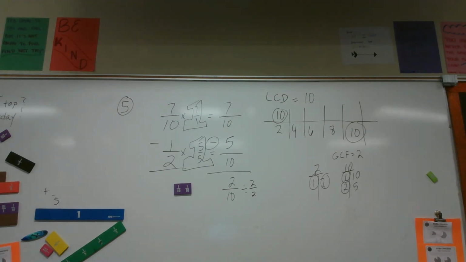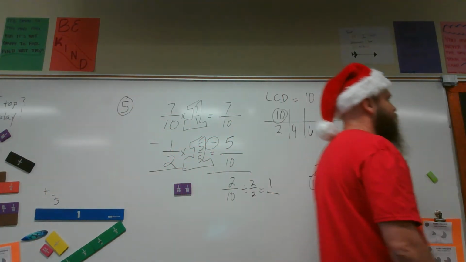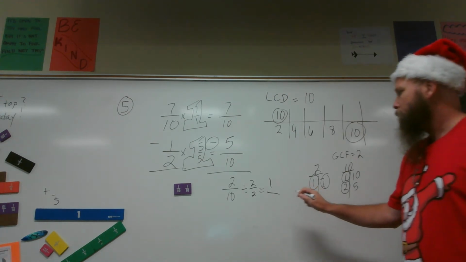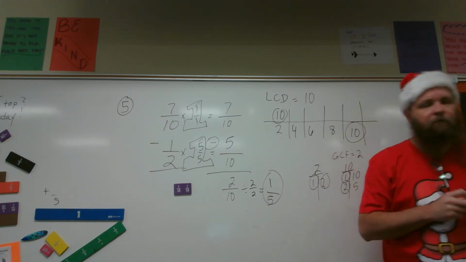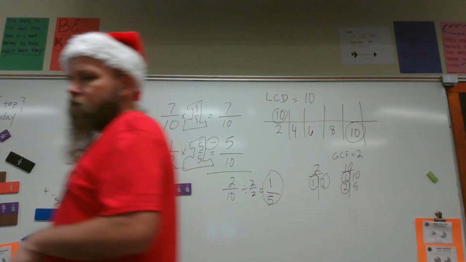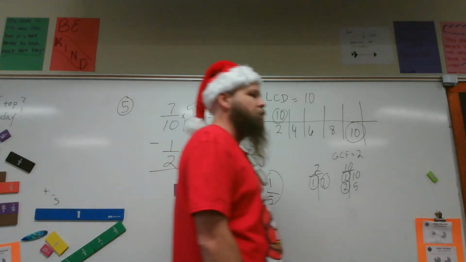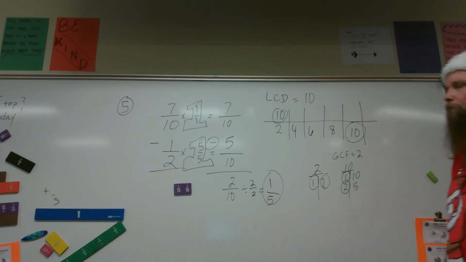And 2 divided by 2 is? 1. And 10 divided by 2 is? 5. So 1/5. If you didn't have 1/5 as your answer for number 5 on the orange cards, and you turned it in early, and I graded it and allowed you to do it again, then you can do it again and put 1/5 this next time.